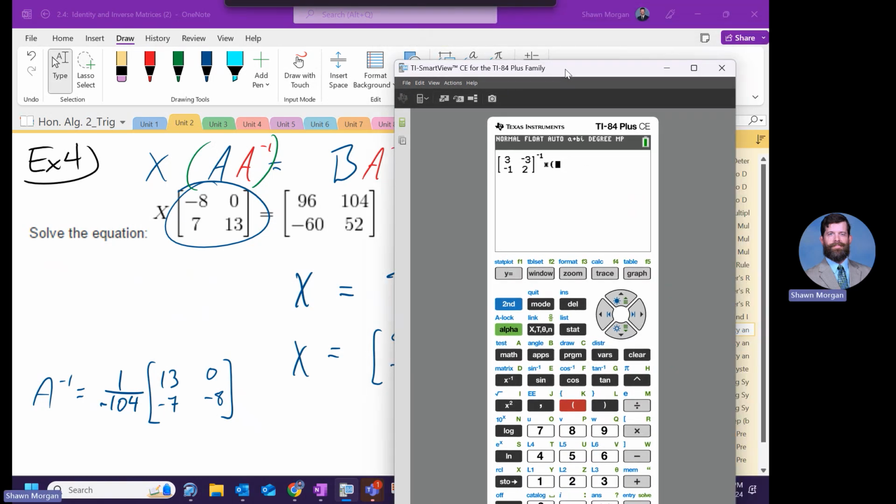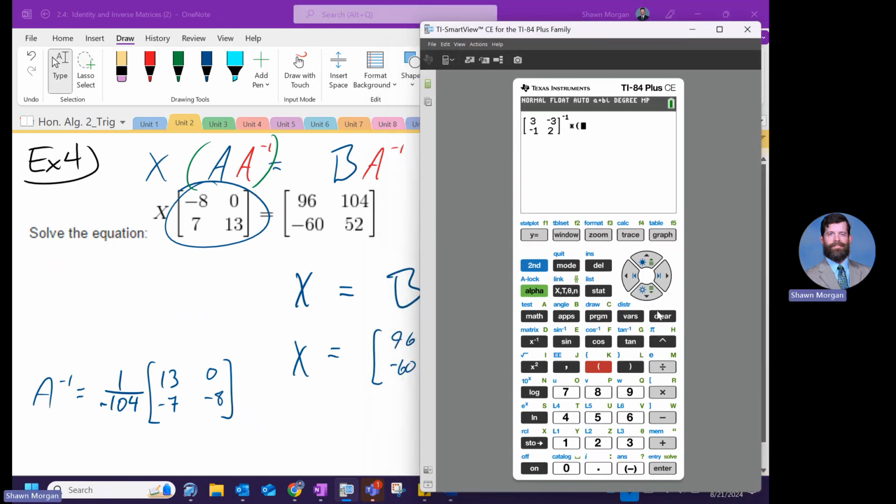I don't know if y'all like doing them on the home screen. I like storing them. That's my usual way of doing it. So I'm going to go second matrix. Matrix A is a 2 by 2, and I'm just going to store that. -8, 0, 7, 13. And by the way, it doesn't hurt at all to do a real quick visual check. Make sure you got it typed in right.